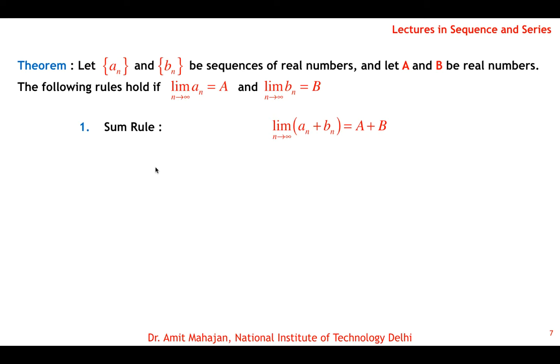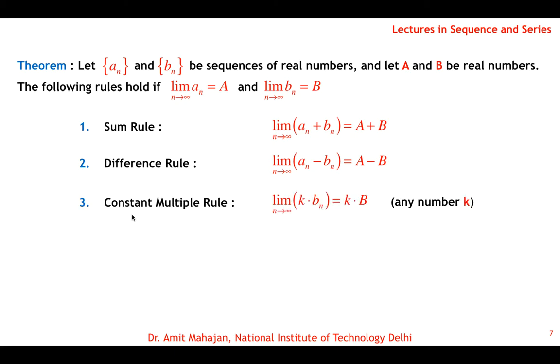The difference rule: limit n tends to infinity of an minus bn is a minus b. The constant multiple rule: the limit n tends to infinity of k times bn is k times b, k any number.